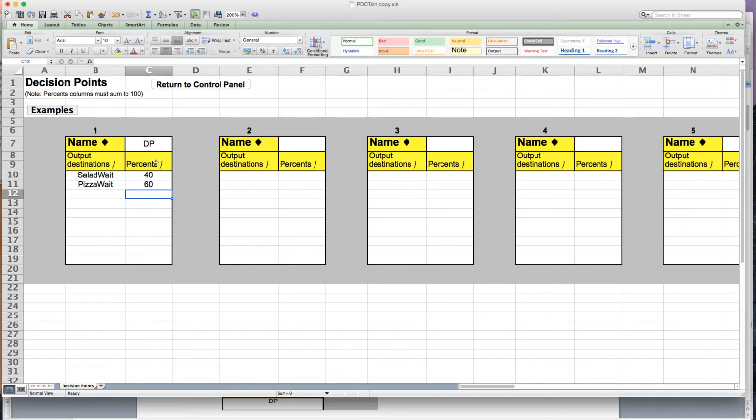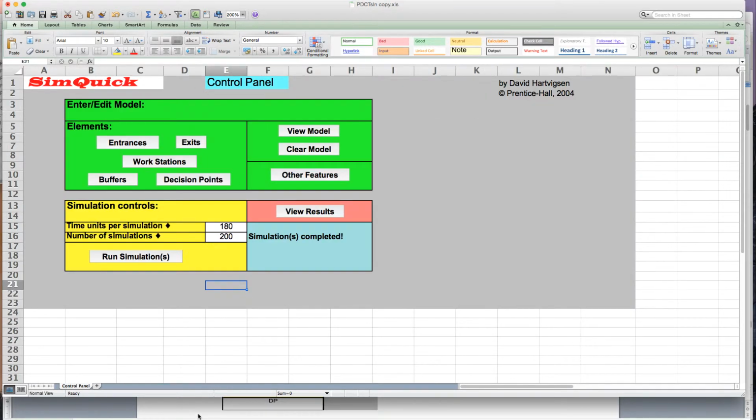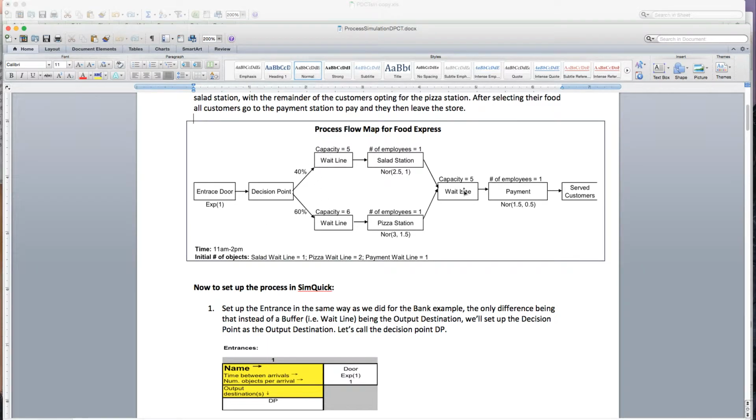And that is it. That is our new element added. So from there, just to give you an idea of how this is exactly the same as it was before, let me just go over here for one moment. If I look at my process flow map, the next thing that I need to do is set up my wait lines. Now notice what I do. I move left to right and, in a logical sequence, set things up in SimQuick so I don't make a mistake. So how about I help you set up these two wait lines and you can take it from there.